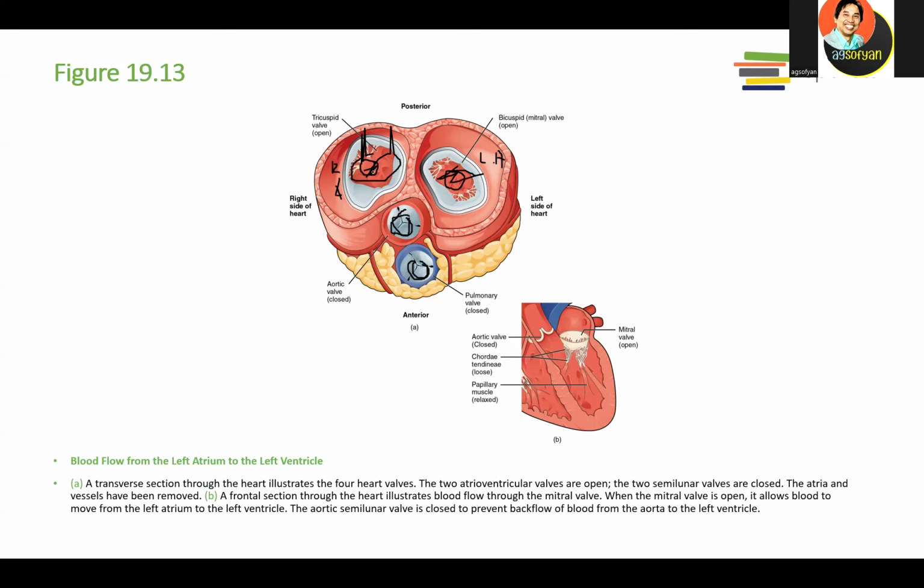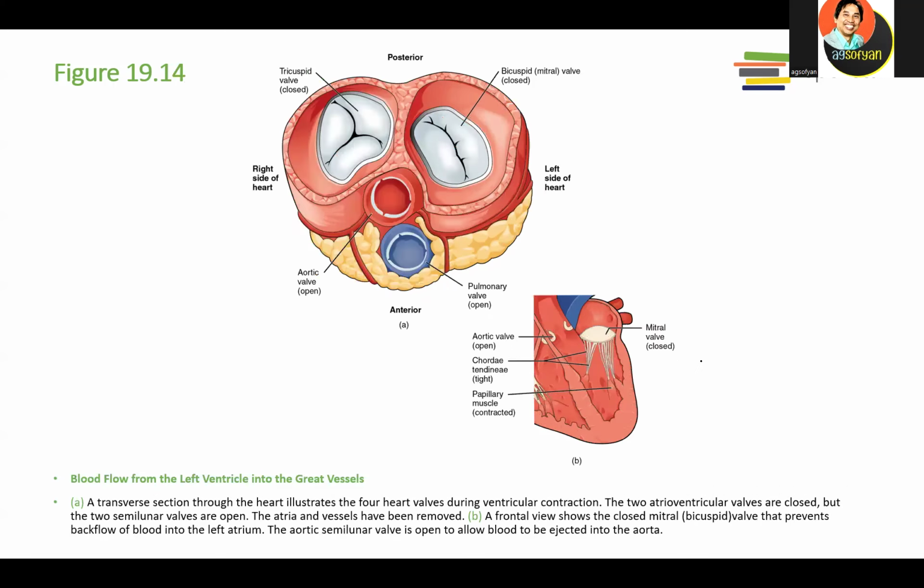Alternatively, the top two will open together, and then the bottom two will also open together. When they open, they open together. When they close, they close together. So this is the way the blood flows, from atrium to the ventricles, and then from ventricles to the whole body or to the lungs using these four valves.